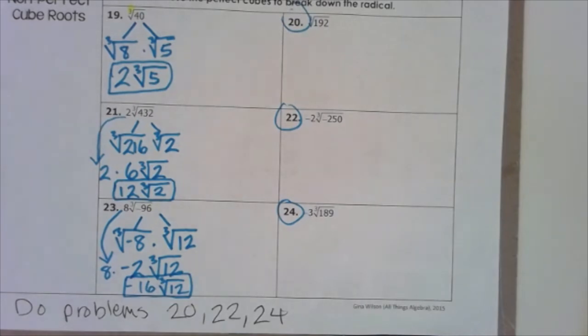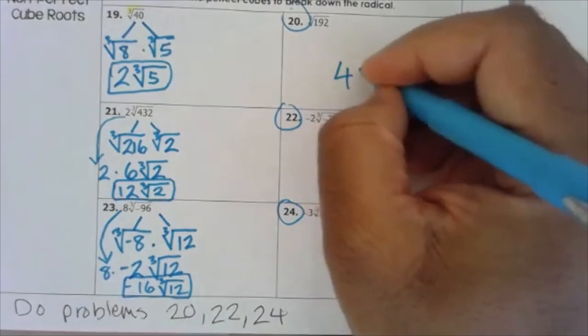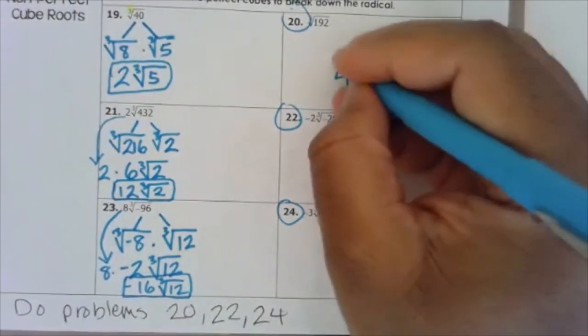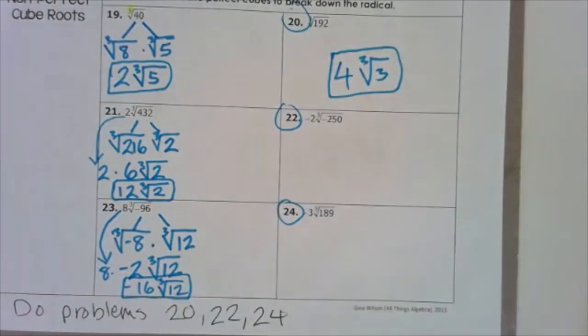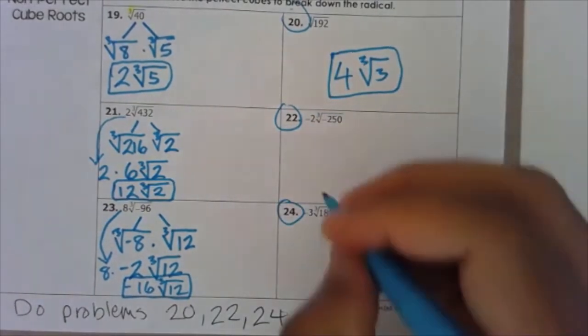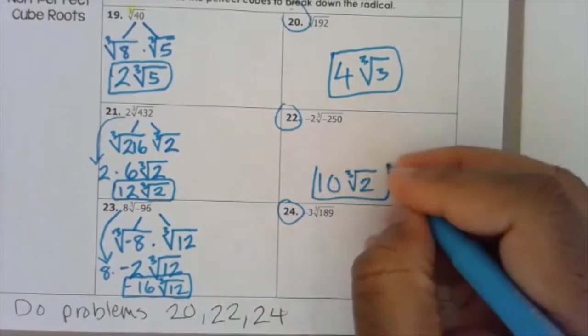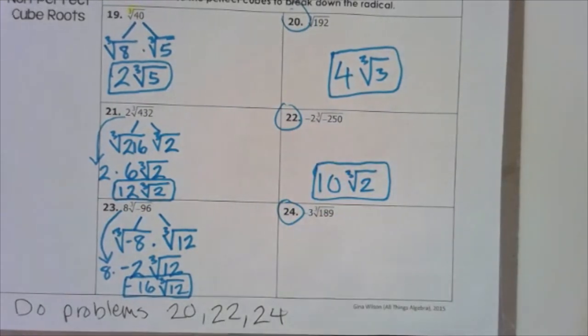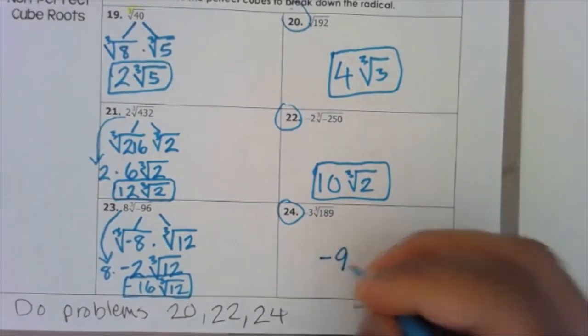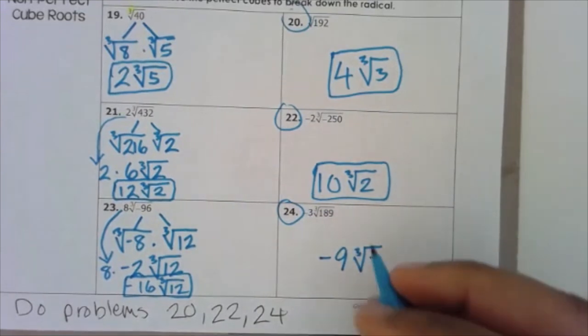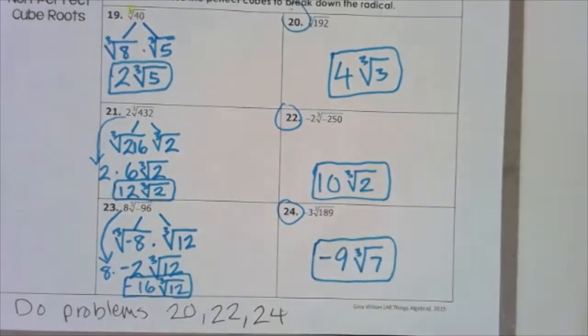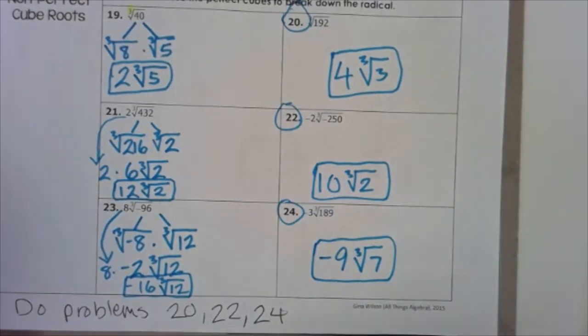Okay, welcome back. Let's see how you did. So for number 20, you should have ended up with 4 cube root of 3 as your final answer. For 22, you should have ended up with 10 cube root of 2. And for 24, you would have ended up with negative 9 cube root of 7. So hopefully that went well for you. If you have any questions, as always, feel free to reach out to myself or Ms. Watkins during our office hours. But let's continue on with the next page here.